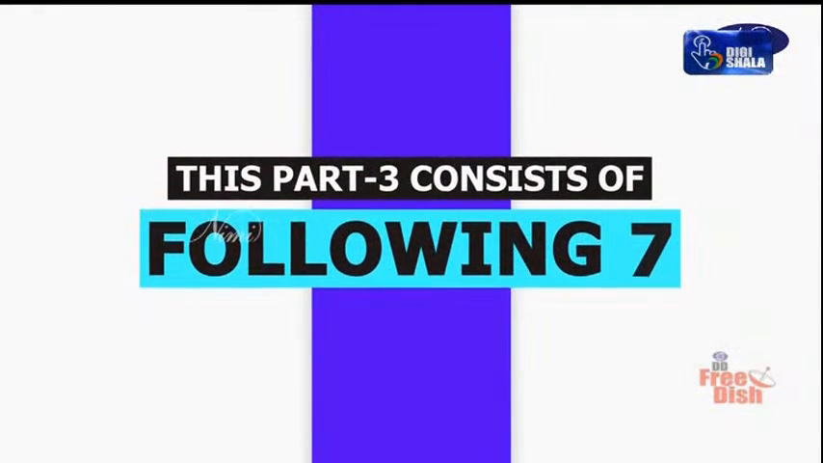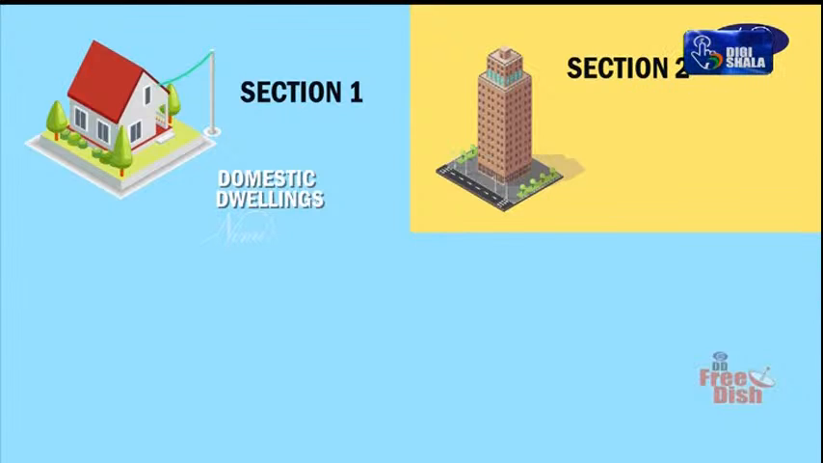This Part 3 consists of the following 7 sections. Section 1 covers domestic dwellings. Section 2 covers office buildings, shopping and commercial centers and institutions.